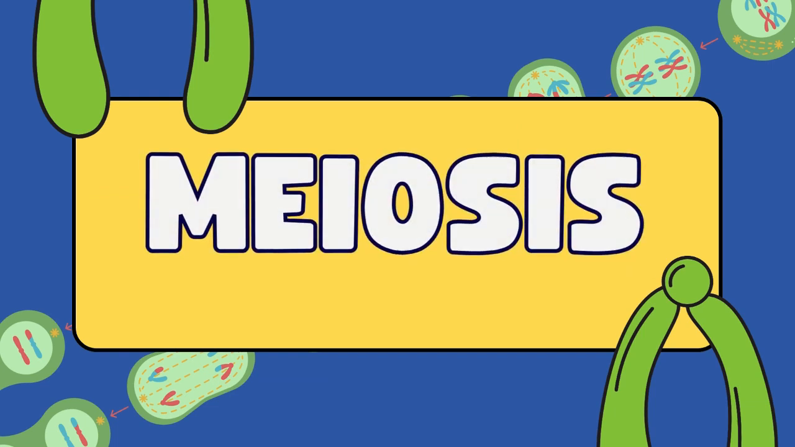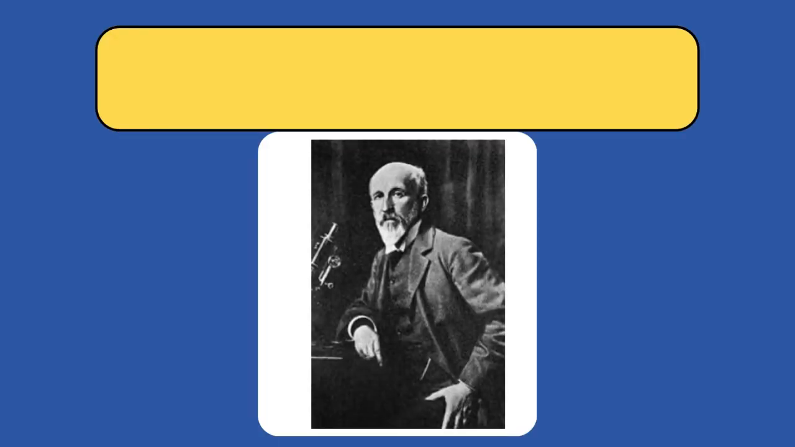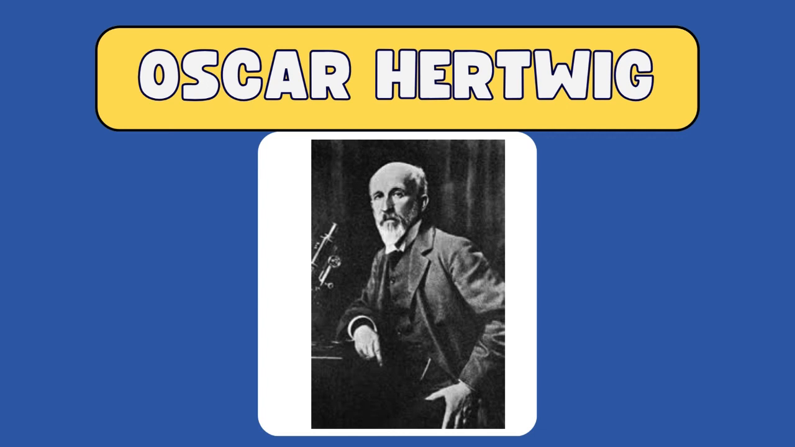But before we start, does anyone know who this guy is? He is Oscar Hertwig. He is accredited as the first person to directly observe sexual reproduction using a microscope. He studied sea urchins and witnessed the fusion of sperm and egg cells during fertilization.